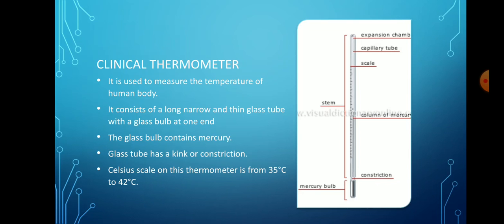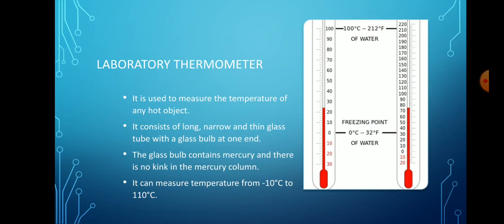That is, when he has to measure the temperature of his patient's body, he can remove the thermometer away from the patient's body and can measure the temperature, as this constriction or the kink prevent the mercury from backflowing. The Celsius scale on this thermometer is from 35 degrees Celsius to 42 degrees Celsius. Here is the diagram of a clinical thermometer.